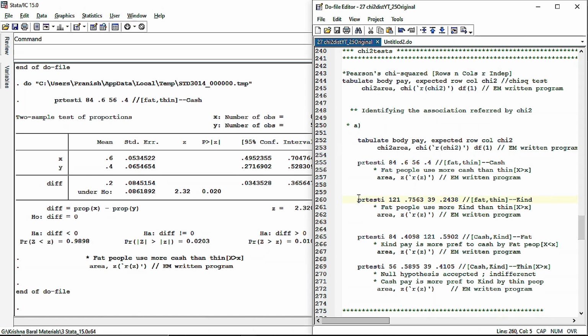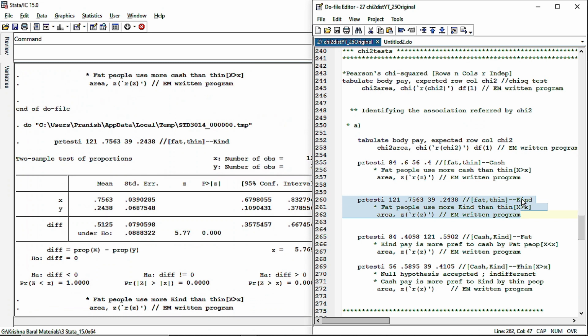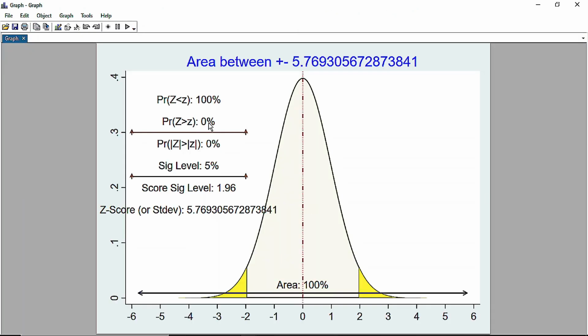Now we will draw similar inferences. If we see the percentage, fat people have 75%, and thin people it is only 25%. So in terms of kind, whether fat people prefer more kind payment or the thin people, we see that the fat people prefer more kind payment. So in the right tail test, we reject the null. So x is greater than y, which means that fat people use more kind payment than the thin people.